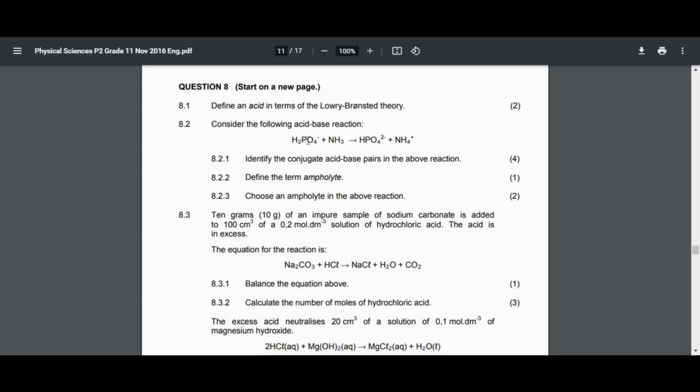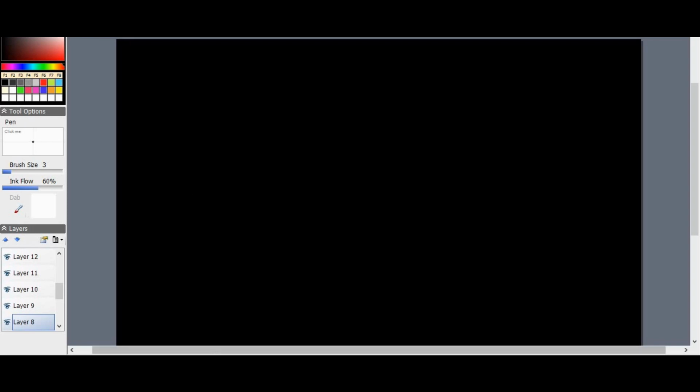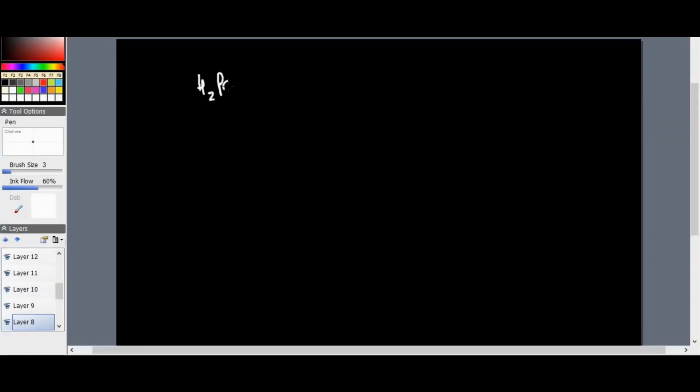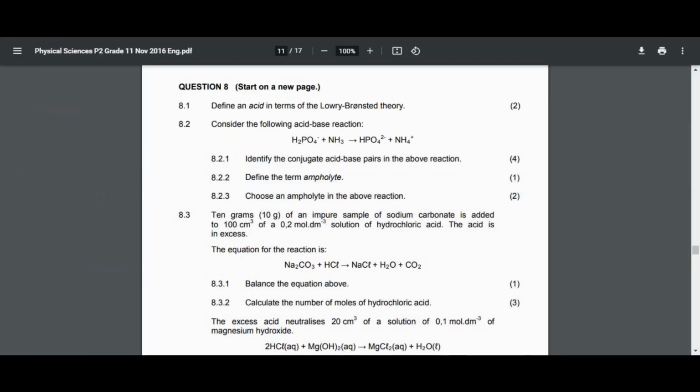For 8.2.1, when we consider the following acid-base reaction, they ask us to give the conjugate acid-base pairs in the above reaction. So let's just write down the reaction. H2PO4 minus plus, what was the base there? NH3, and that gave us HPO4 2 minus plus NH4 plus. Am I right? Yes.